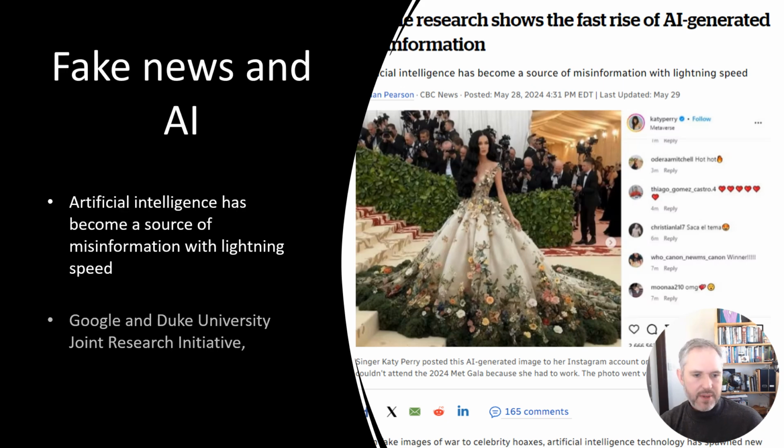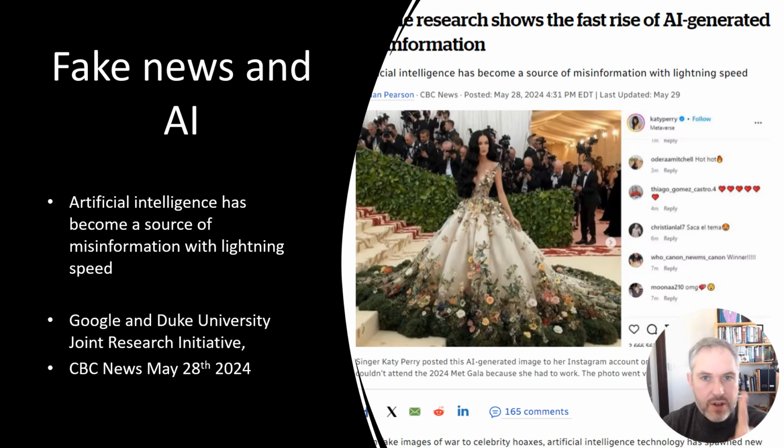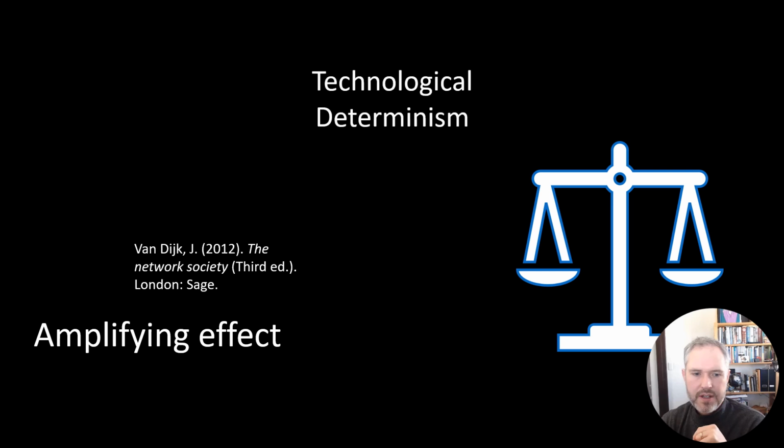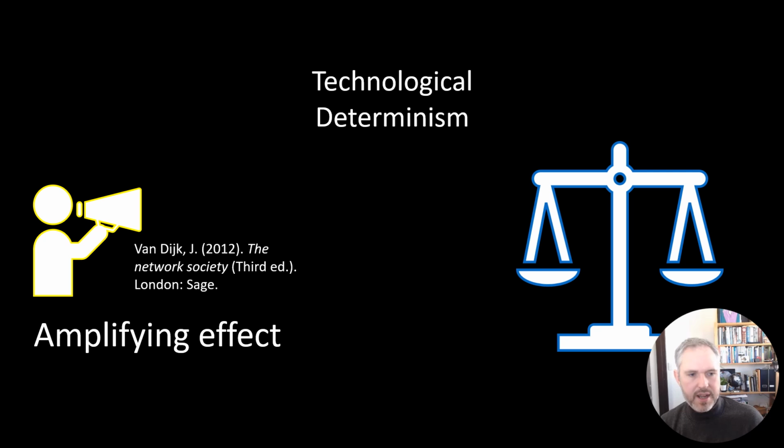I already mentioned this about the increase of AI generated fake news, but let's remember this is not because of AI. This is not caused by AI. This is not the fault of technology. This is what Van Dyck calls the amplifying effect. We are not going to fall into the trap of technological determinism and blame the technology. No, we're going to acknowledge that the technology is having an amplifying effect. It's making the thing happen faster and bigger, but it's not the technology's fault.